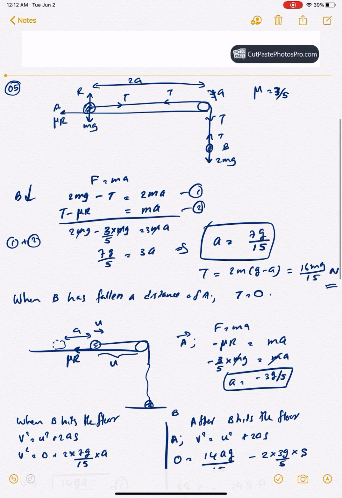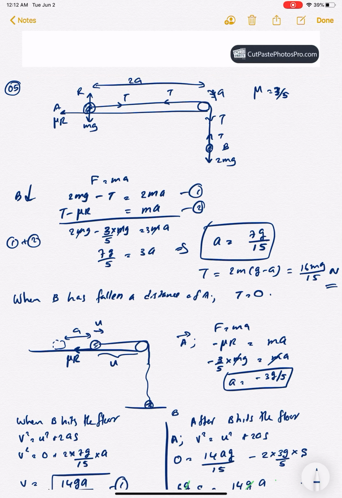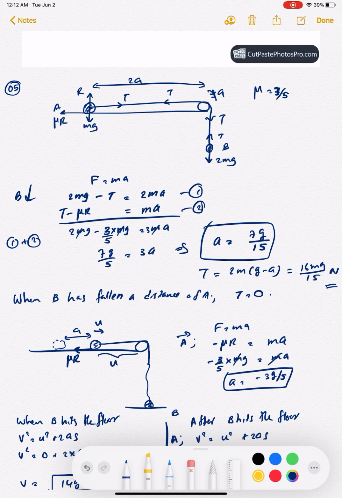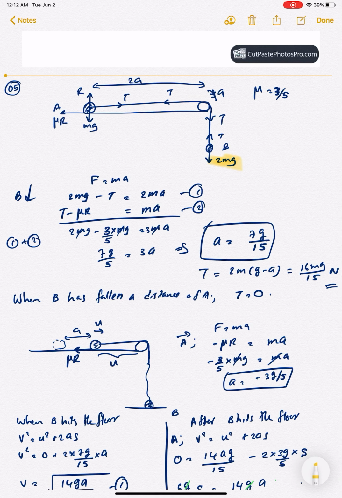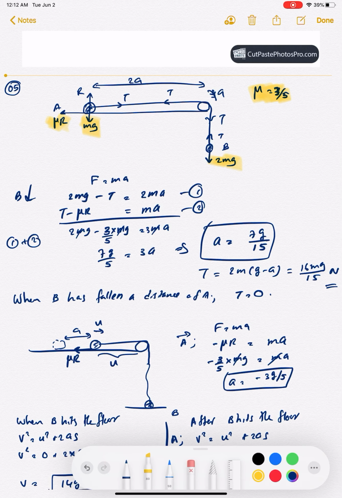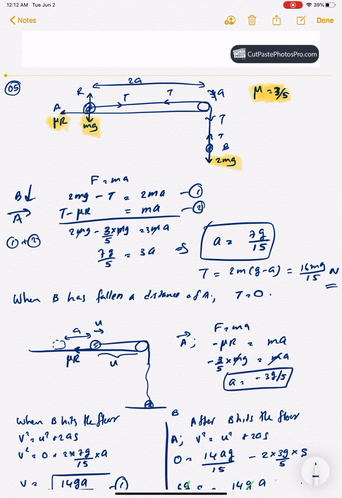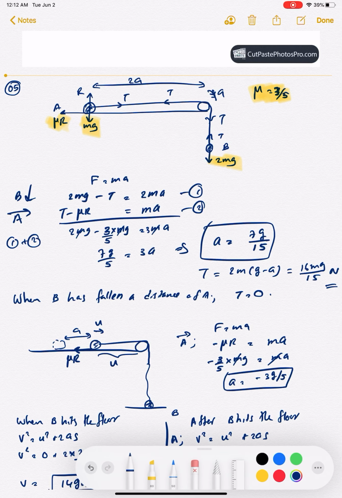In this diagram, you can see B is hanging vertically, and B has a weight of 2mg. The weight of A acts downwards as mg, therefore R should be equal to mg, and most importantly the coefficient of friction is 3/5. So when we apply F equals ma for B first, it should be 2mg downwards minus T equals 2ma. And for A, you can see friction will be acting in the opposite direction. So those are the two horizontal forces. We need to indicate that as well. A we say is going this way, so T minus μR is equal to ma.